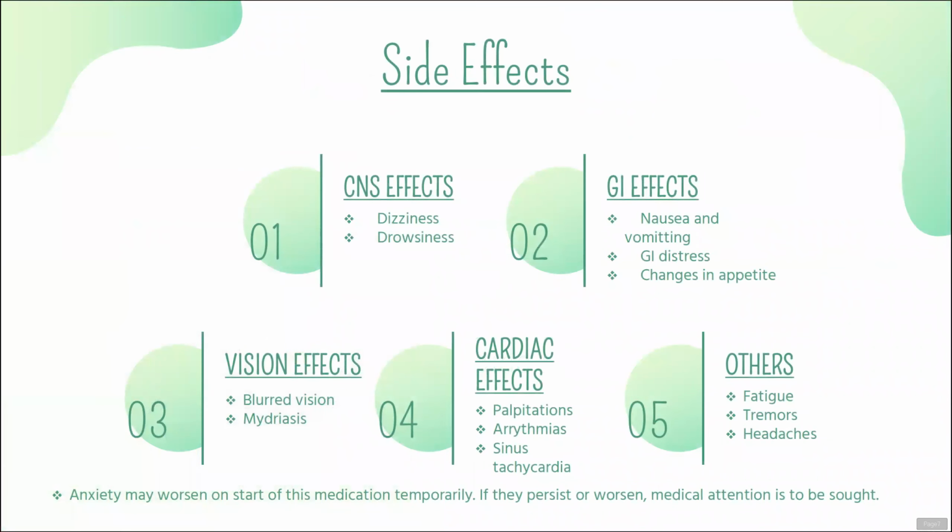The side effects caused by clomipramine vary from CNS effects to various other effects, including GI effects, vision effects, and cardiac effects. Due to its effects on the nervous system, it may cause dizziness, drowsiness, and its effects on the GI include nausea, vomiting, and appetite changes, GI distress. In vision effects, it might cause the vision to blur.